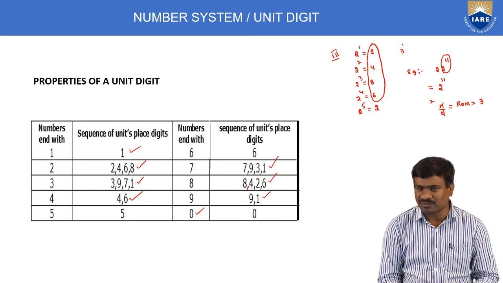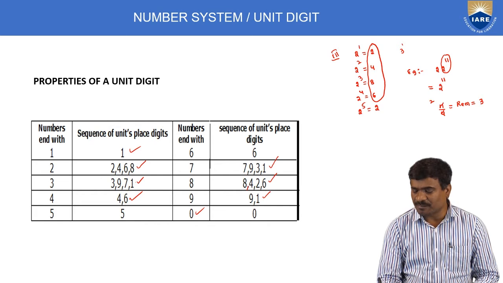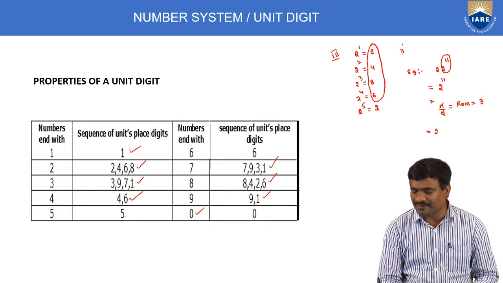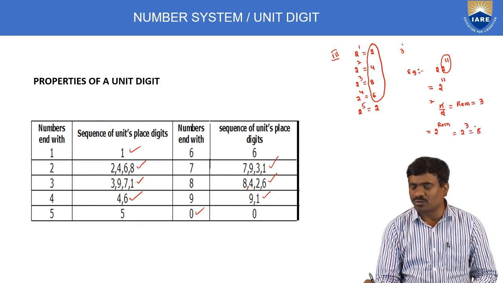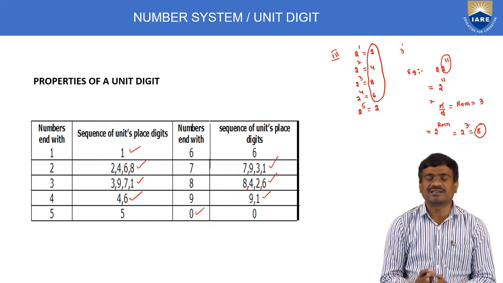Divisible by 4 indicates that 4 numbers are cyclically repeated. Next, apply 2 to the power of the remainder, where the remainder is equal to 3. 2 cube is equal to 8. Therefore, the unit digit of 22 to the power of 11 is 8.